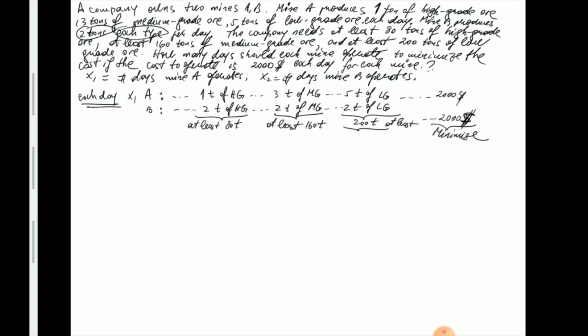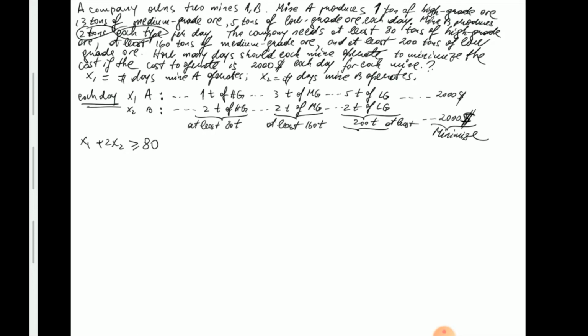So the number of days each mine operates is denoted by x1 and x2. So if mine A produces 1 ton per day, therefore in x1 days it will produce x1 tons. So we're going to have x1 plus 2x2. This needs to be greater than 80. So we need at least 80 tons of that type.